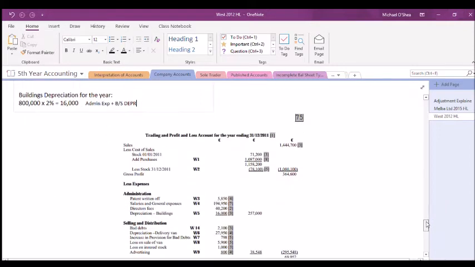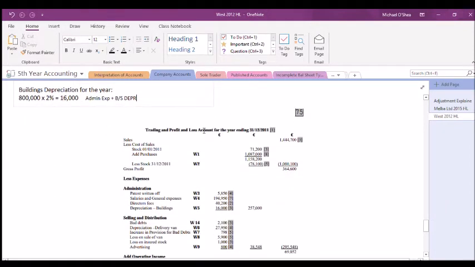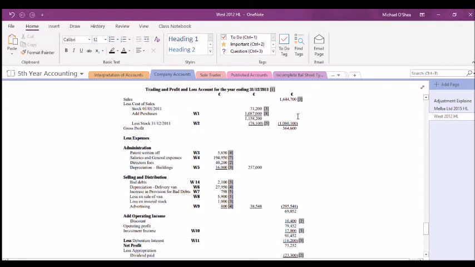Trading profit and loss. Again, please don't ignore titles. Some people do it when they're doing tests. They rush so much they don't put in a title. There's a mark going for the title. Sales figure taken straight from the question. Opening stock straight from the question. We've changed purchases and we've changed closing stock. That's why they're worth so many marks.